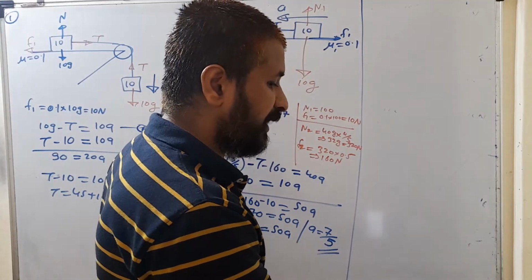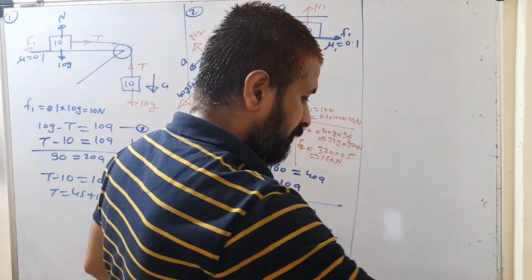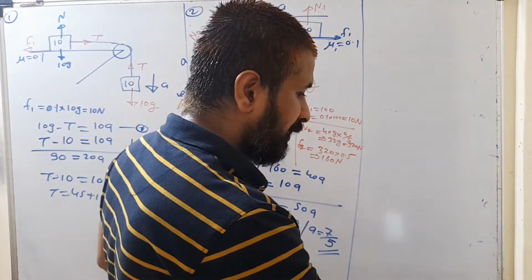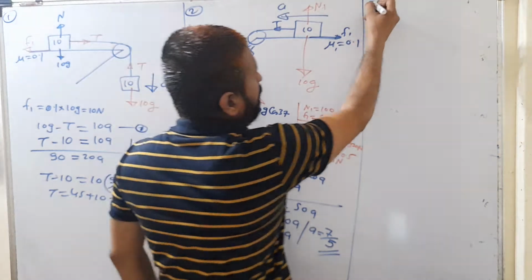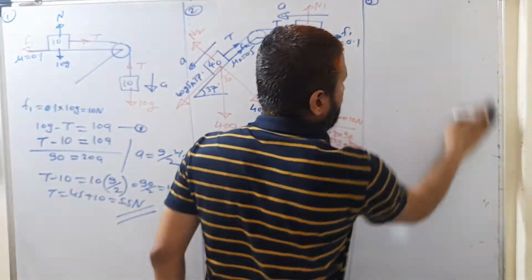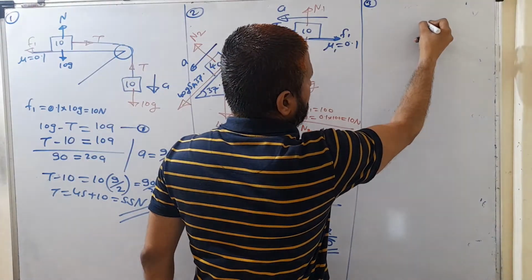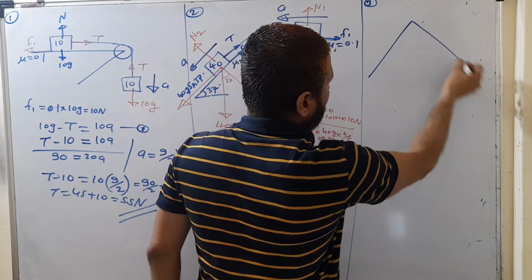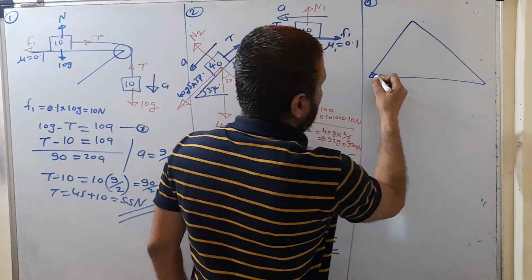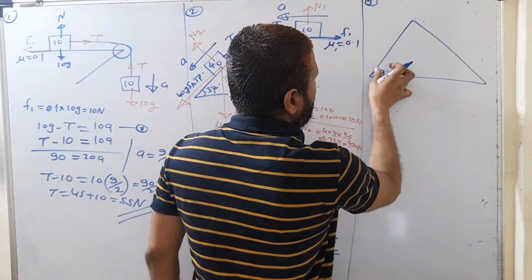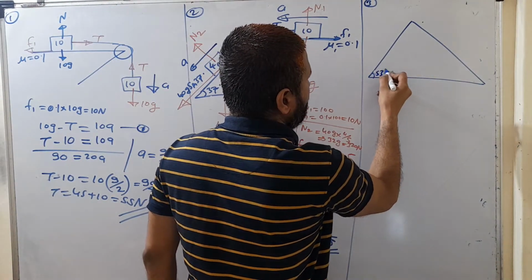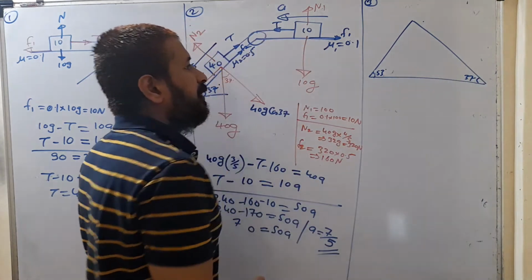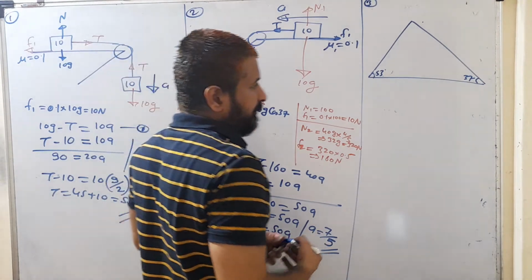If both the surfaces are inclined. In the previous case, one surface was horizontal and one surface was inclined. If both the surfaces are inclined, then how to proceed? The third case. There is an inclined surface like this. Here it is making 37 degrees, here it is making 53 degrees, and here it is making 37 degrees. Both the surfaces are inclined.